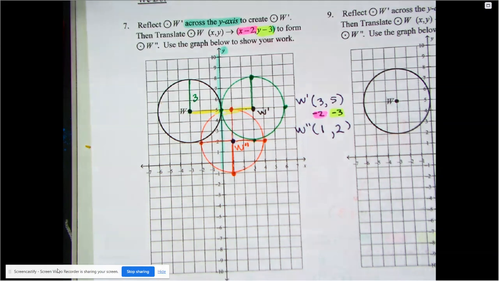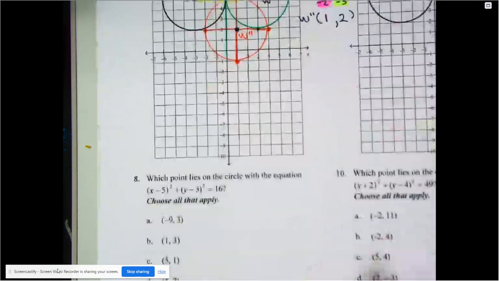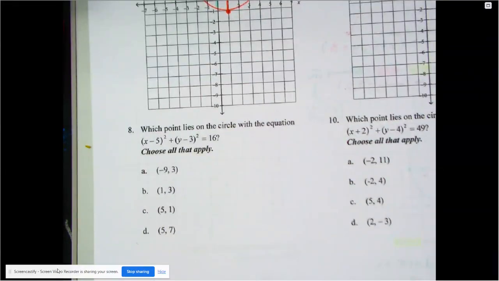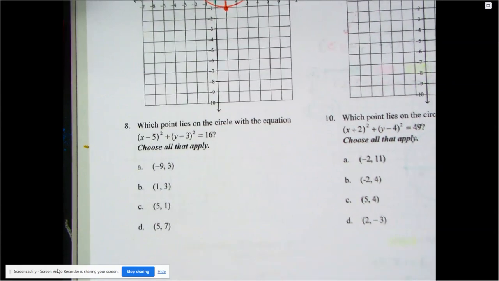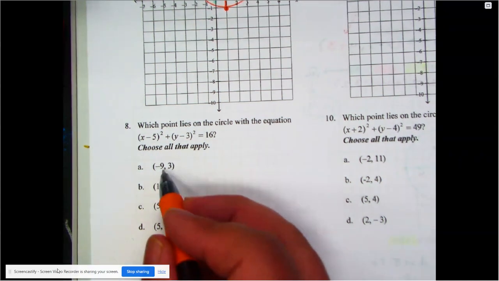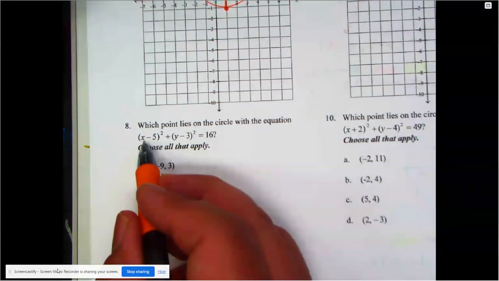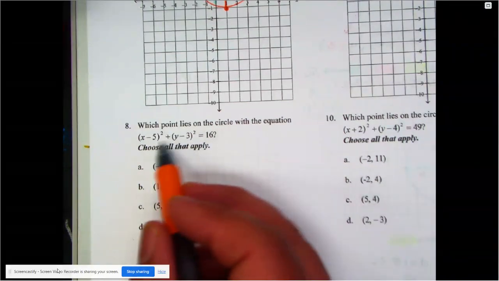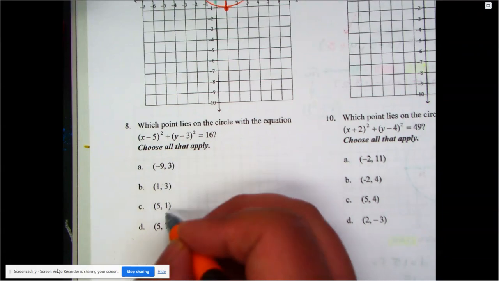All right, let's try one more. One more of these problems down here at the bottom. And then we'll pause the video so that you can try the first few out. Now, which point lies on the circle with this equation? Now, this one's a little bit different. They're asking which one of these points is on this circle. They're not asking for the center, we don't need that. They just want to know which point is actually on the circle.